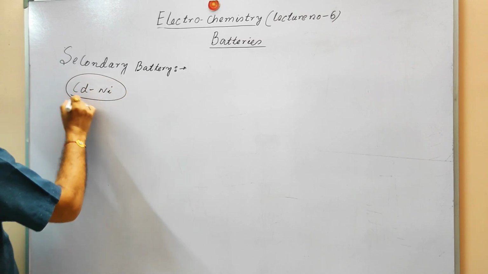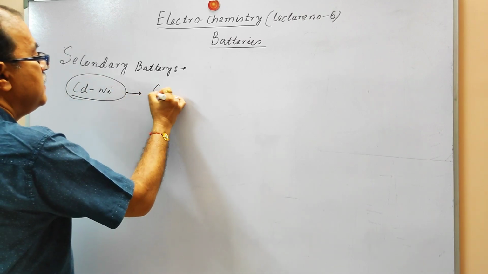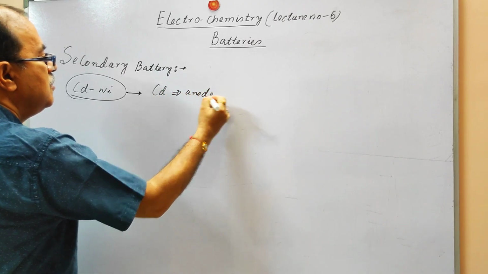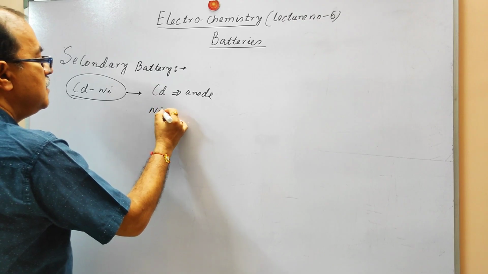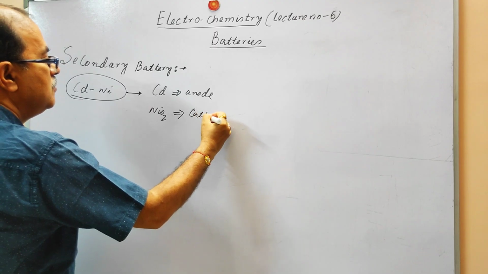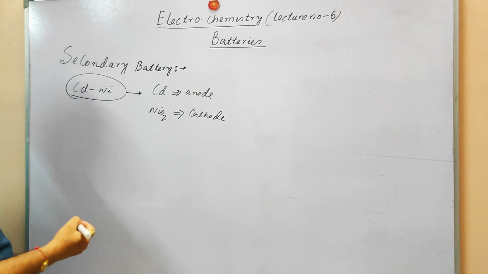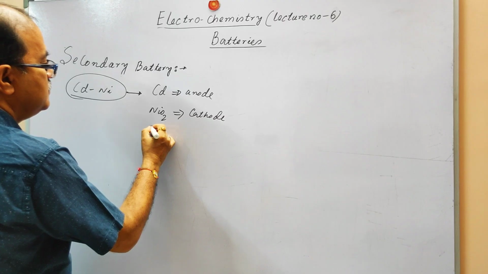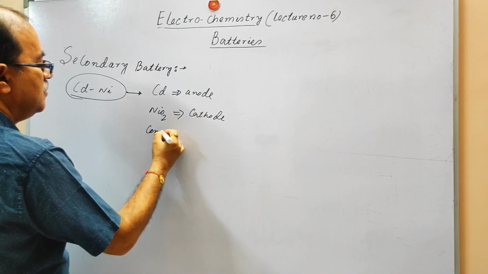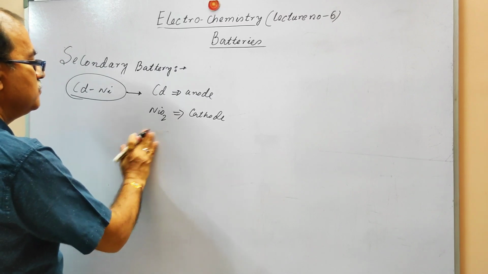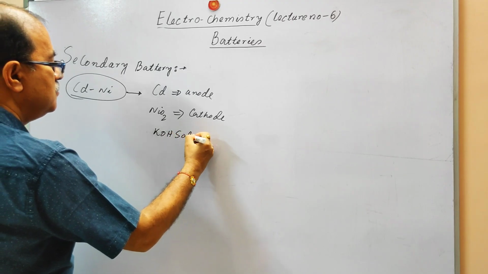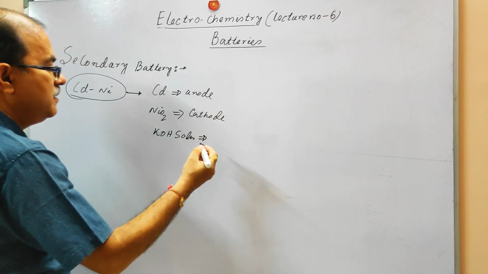Next is the cadmium nickel battery. In this battery, cadmium is used as the anode and nickel oxide is used as the cathode, and the electrolyte is a concentrated KOH solution.